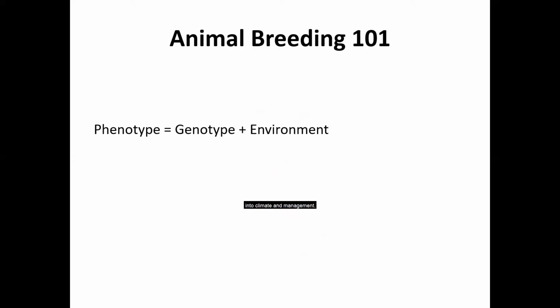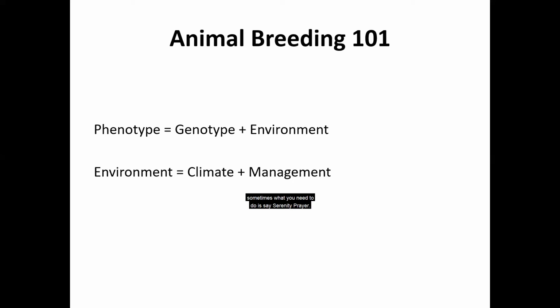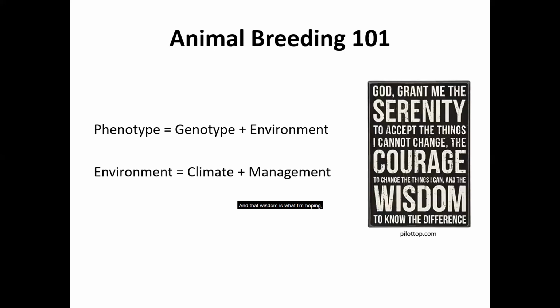What you see is attributable to genetics of the animal plus the environment in which they were raised. Okay, and you can further break environment into climate and management. Basically, there are aspects of climate that you can control and aspects of climate that you can't control. And so from a management perspective, regardless of your religious views, sometimes what you need to do is say a serenity prayer. Grant me the serenity to accept the things I can't change, the courage to change the things I can, and the wisdom to know the difference. And that wisdom is what I'm hoping to impart a little bit of here today.